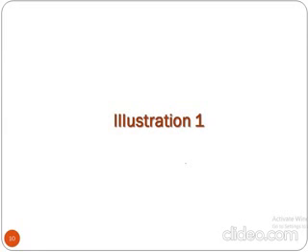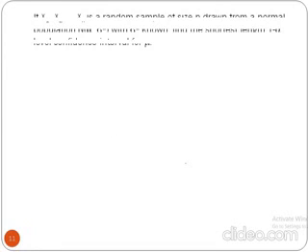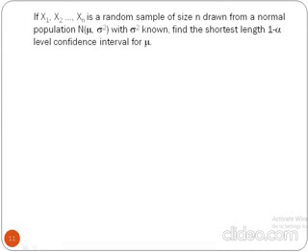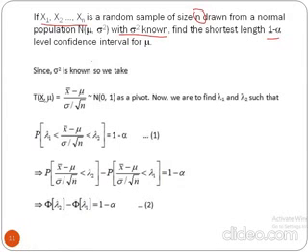Let us take up 2 illustrations, and this will help me to understand how it actually works in a real situation. So let us take up this example. Let x1, x2, ..., xn be a random sample of size n from a normal distribution with population mean mu and variance sigma square. Importantly, sigma square is known. Find the shortest length 1 minus alpha level confidence interval for mu. So it is given that 1 minus alpha is the level. Now let us look at this problem.